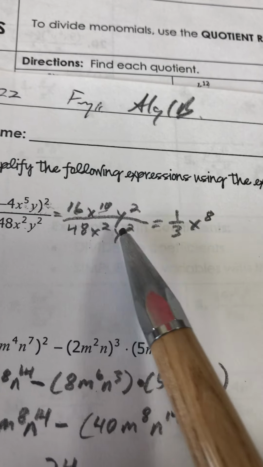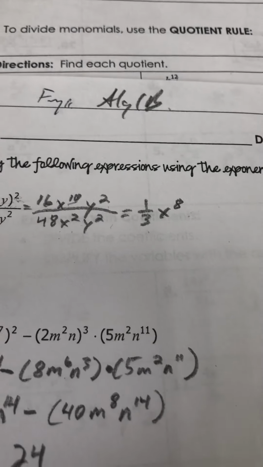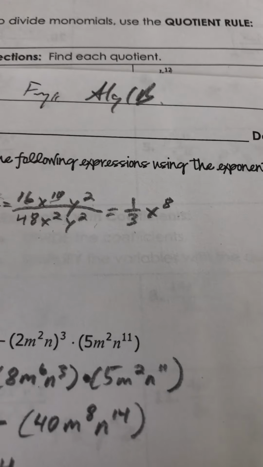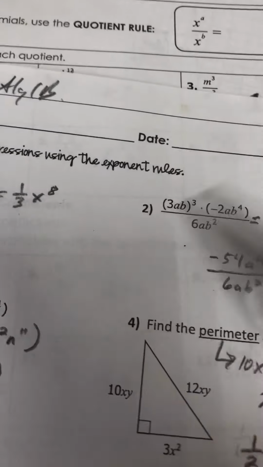And so 10 minus 2 is 8. 2 minus 2 is 0. I don't have any more y's there. So, and that would be the answer for that one.